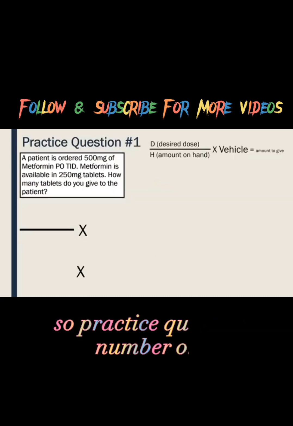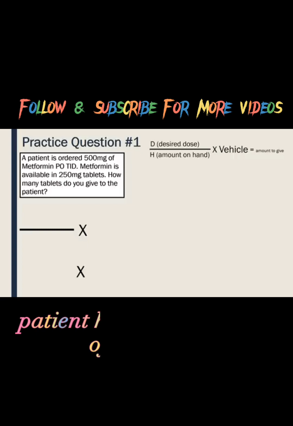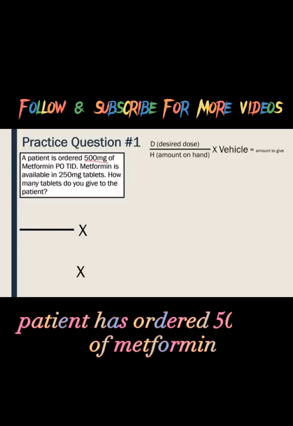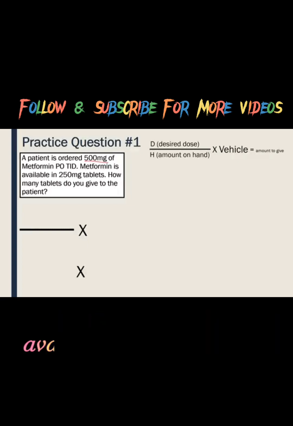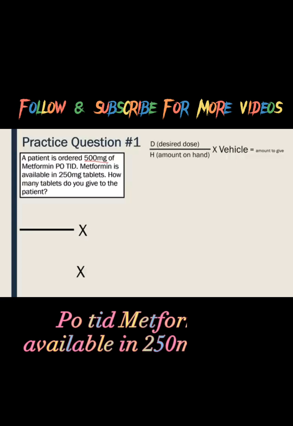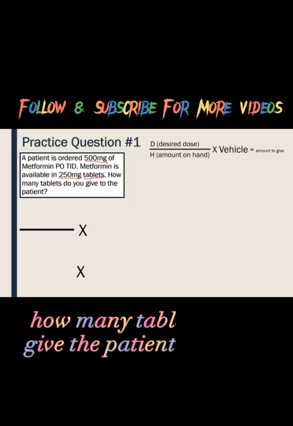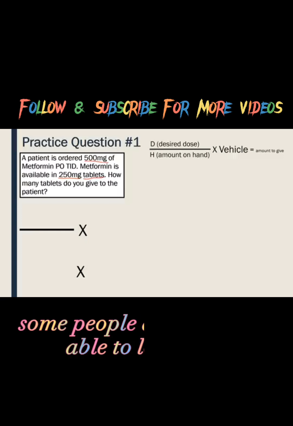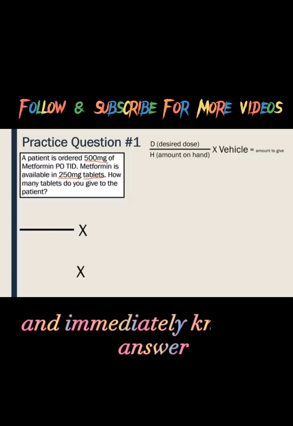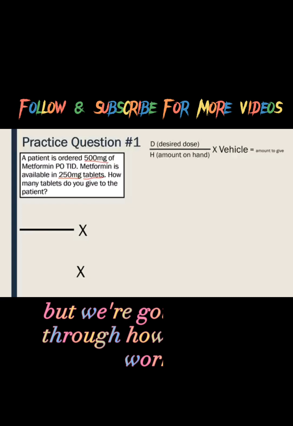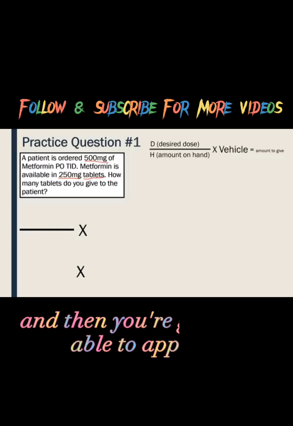So practice question number 1. A patient is ordered 500 milligrams of metformin PO TID. Metformin is available in 250 milligram tablets. How many tablets do you give the patient? Some people are going to be able to look at this and immediately know the answer, but we're going to run through how the math works, and then you're going to be able to apply it to any question you get.